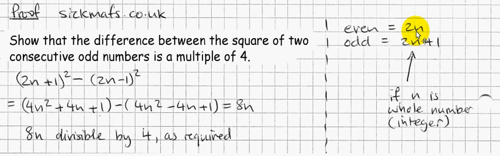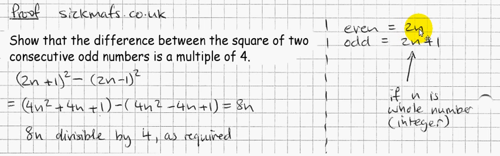Let's imagine n is 5, then 5 times 2 is 10. 10 is an even number. Let's think of another number for n. n could be, let's say, 12. Then 12 times 2 would be 24, an even number again.